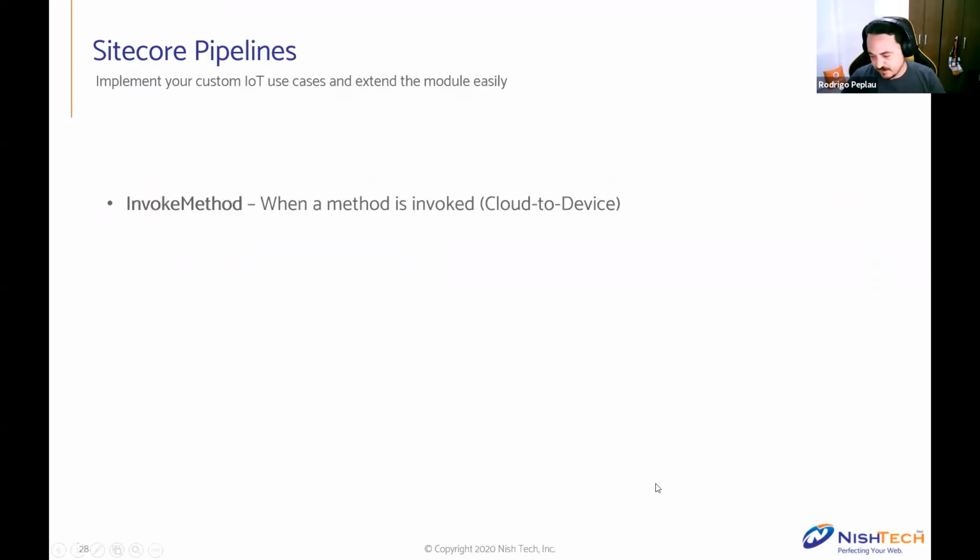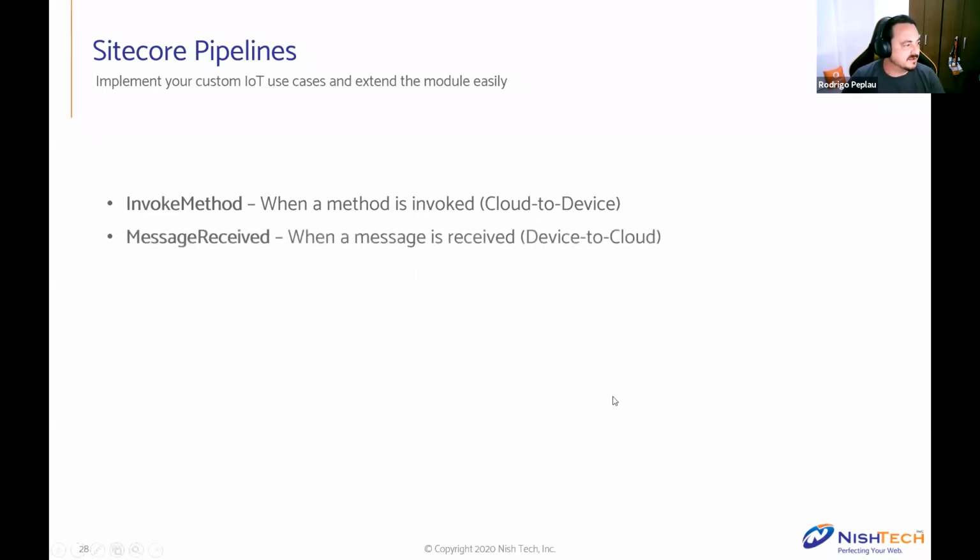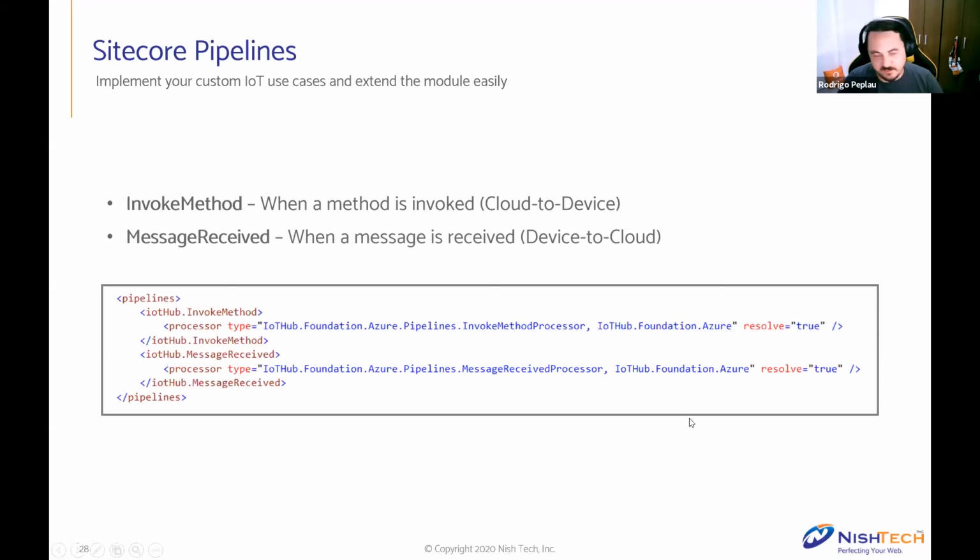We have a good Sitecore module. We have a couple of pipelines implemented. So I have the invoke method pipeline and the message receive pipeline, for when Sitecore is calling a method in the IoT device, or when Sitecore is receiving the call from the device. And you can extend that, of course, with configuration files. So with that, you can extend and even change the way that the module works easily.